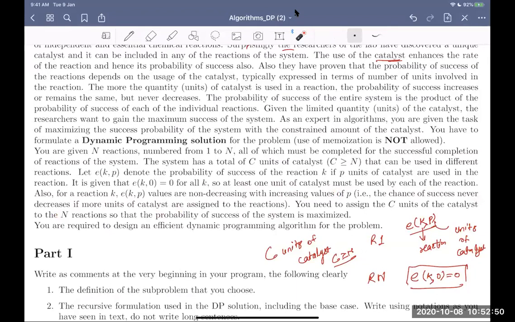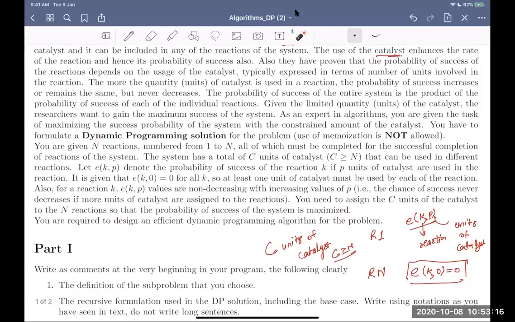Now, what is your task? You need to find an assignment of the C units of catalyst to the n reactions so that the probability of success of the system is maximized. And of course, you can use a brute force approach. You can try out all possible assignments and see which one gives the maximum probability, but that is not an efficient way. You have been taught dynamic programming and you should use dynamic programming to solve this.